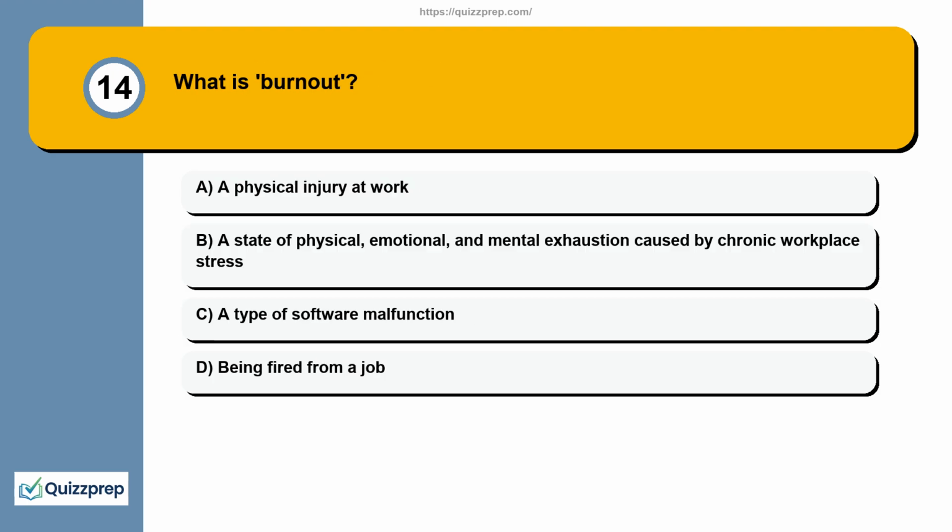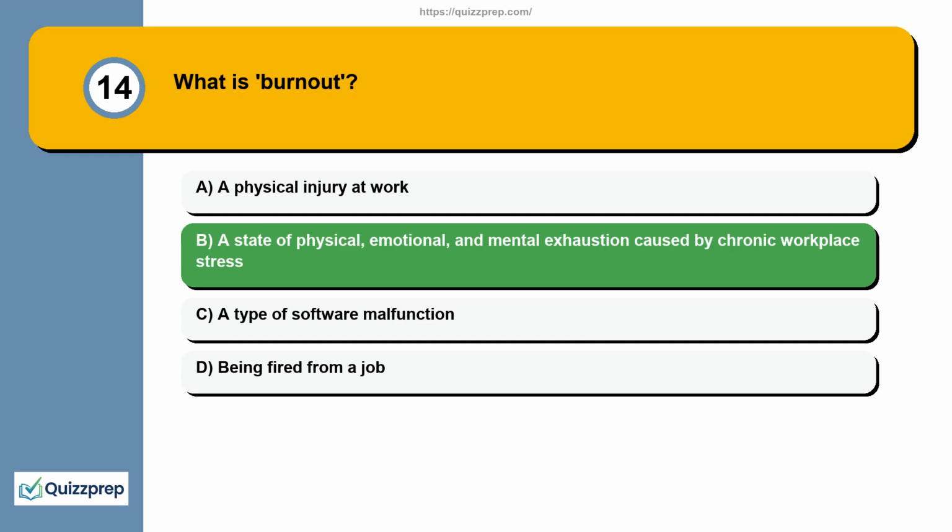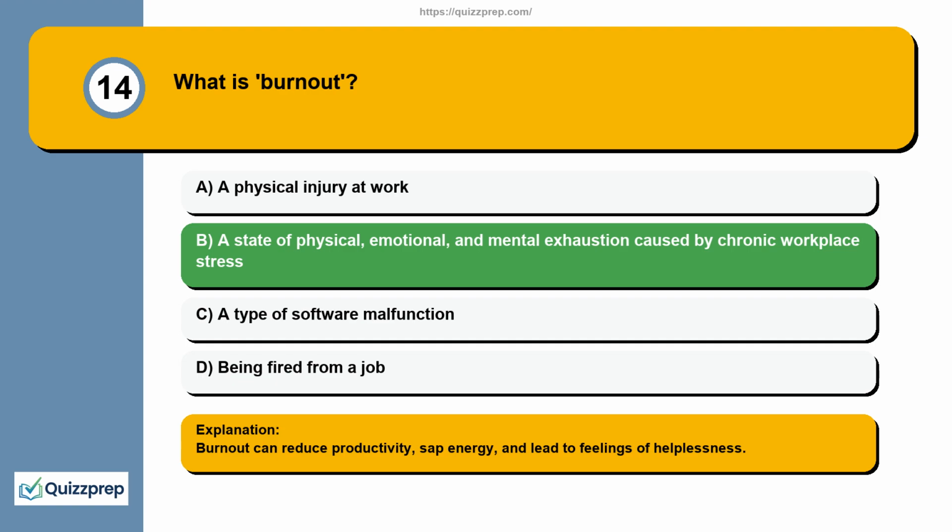Question 14. What is burnout? Here are your options. Option A. A physical injury at work. Option B. A state of physical, emotional, and mental exhaustion caused by chronic workplace stress. Option C. A type of software malfunction. Option D. Being fired from a job. The correct answer is option B. A state of physical, emotional, and mental exhaustion caused by chronic workplace stress. Explanation. Burnout can reduce productivity, sap energy, and lead to feelings of helplessness.